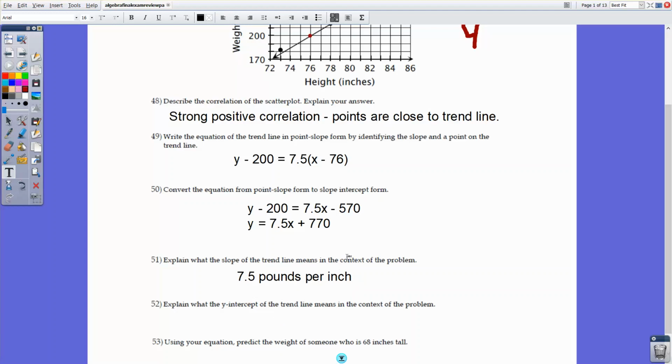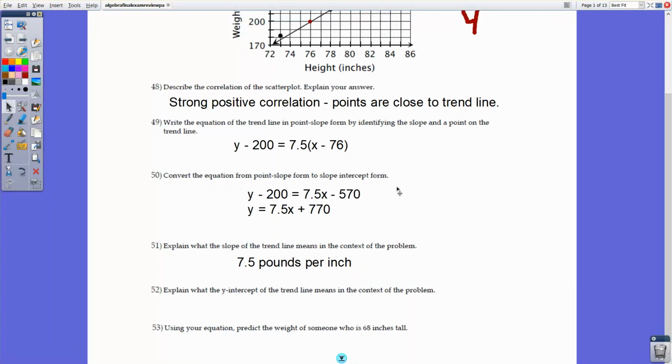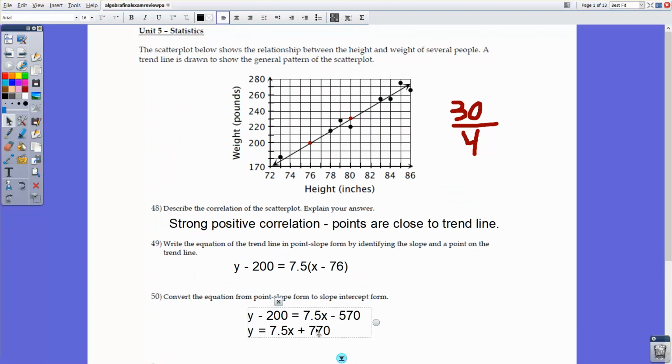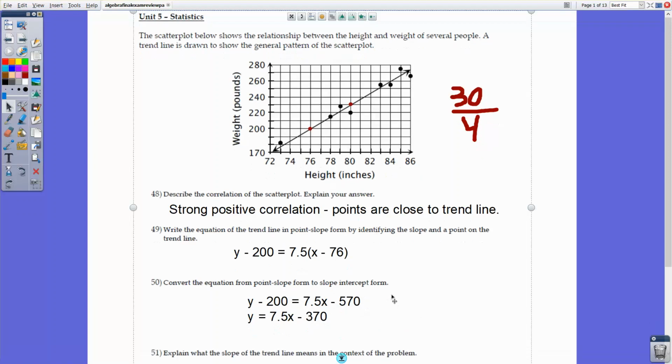I just realized I did the math wrong on that, by the way, so let me try one more time. 76 times 7.5 is 570, and with the negative, adding 200 gives negative 370. My fault. I still didn't like the way that was written. Why did that work out wrong? Oh, because it was negative when adding. Okay, so just correct the y-intercept there.